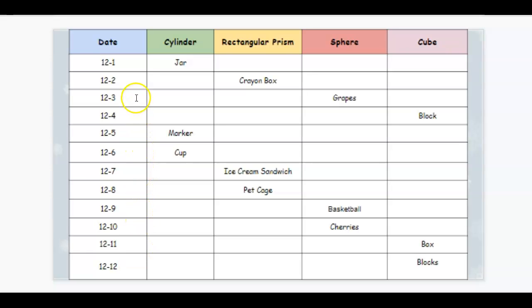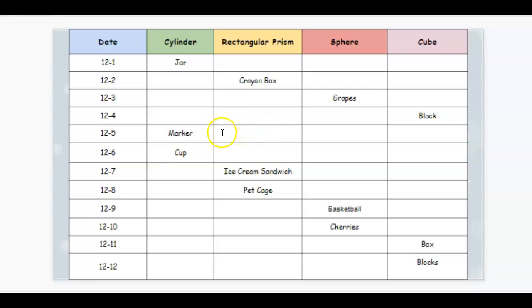Let's go back and see what we saw. On December 1st, we saw a jar, and it was the shape of a cylinder, so we recorded it in that first column. Then we saw a crayon box, and we put that in the rectangular prism column. And then we saw some grapes that were the shape of a sphere. And then on December 4th, we saw a block that was a perfect cube. So we had one cylinder, one rectangular prism, one sphere, and one cube on our calendar grid.